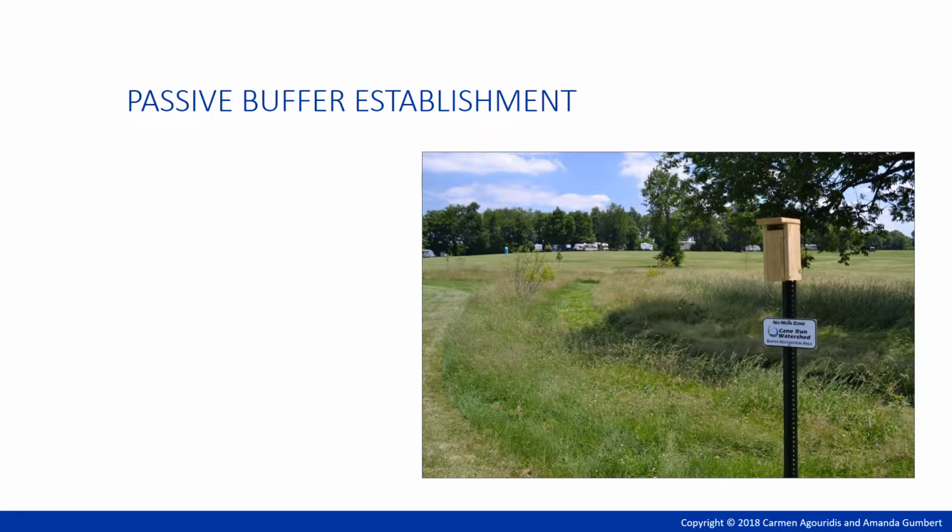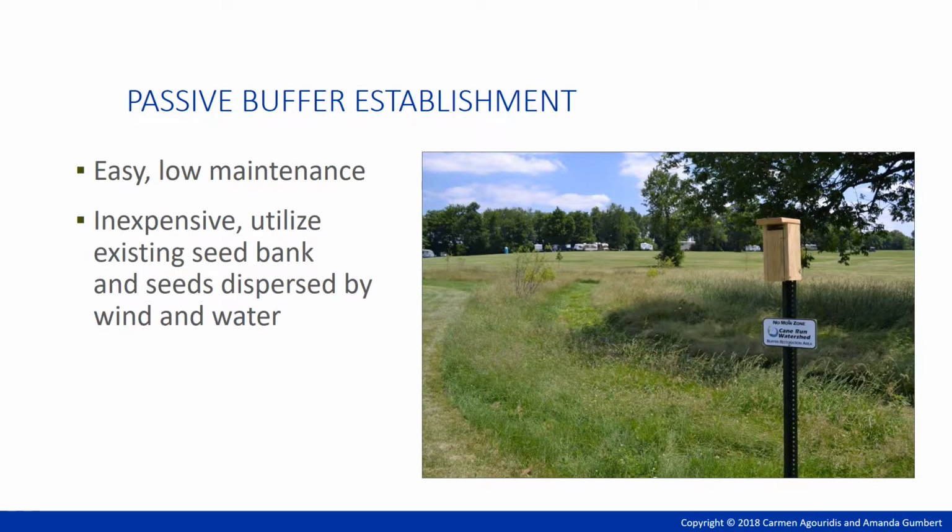As discussed in the Backyard Stream Basics module, there are 2 general approaches to establishing a stream buffer. A passive stream buffer establishment approach allows plants to naturally establish along the stream by creating no-mow zones. Plants that exist as well as seeds in the soil, known as the seed bank, will grow to create a stream buffer. Passive buffers are easy to create and are relatively low maintenance.